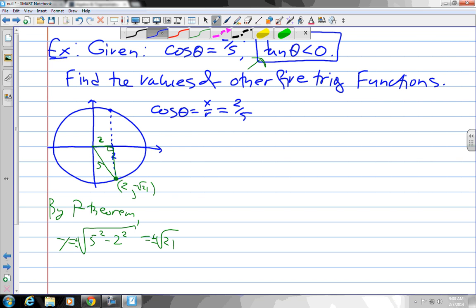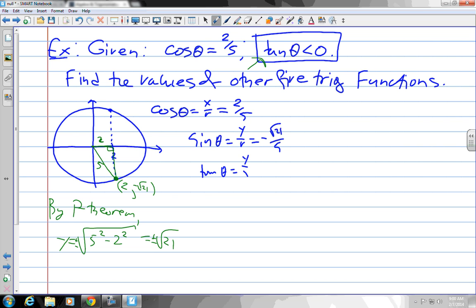So sine theta is y over r. So that becomes negative square root of 21 over 5. I'm just taking the y value dividing by the radius. Is that okay? Tangent theta is y over x. So it's negative square root of 21 over 2.